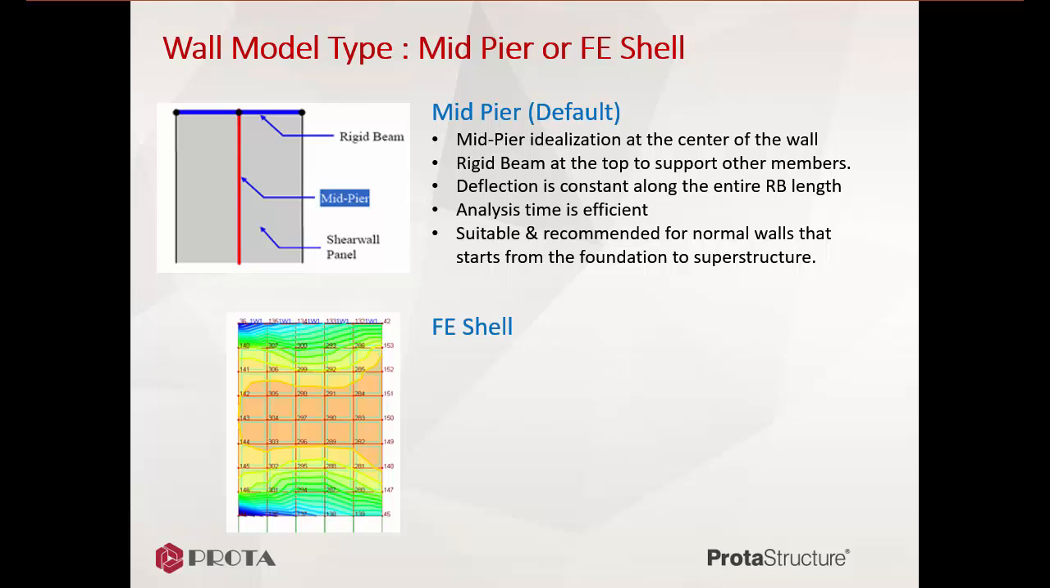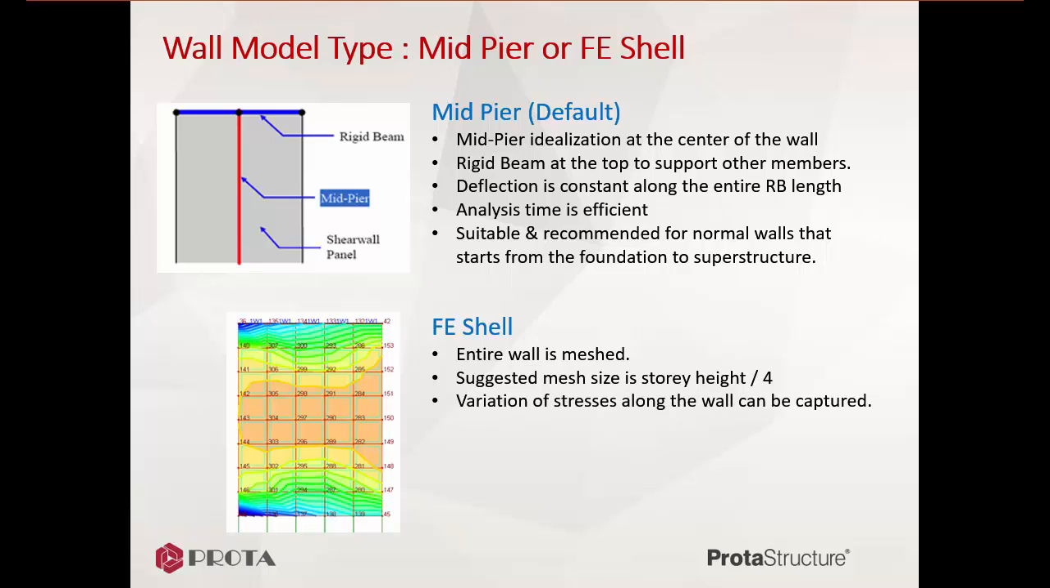In the FE shell model, the entire wall is meshed. As a general guideline, the maximum mesh size should be story height divided by 4. In this model, the variation of stresses along the wall can be evaluated. The deflection may be different along the wall length, depending on the loadings. The analysis is obviously longer since there are now numerous shells per wall in the analytical model.